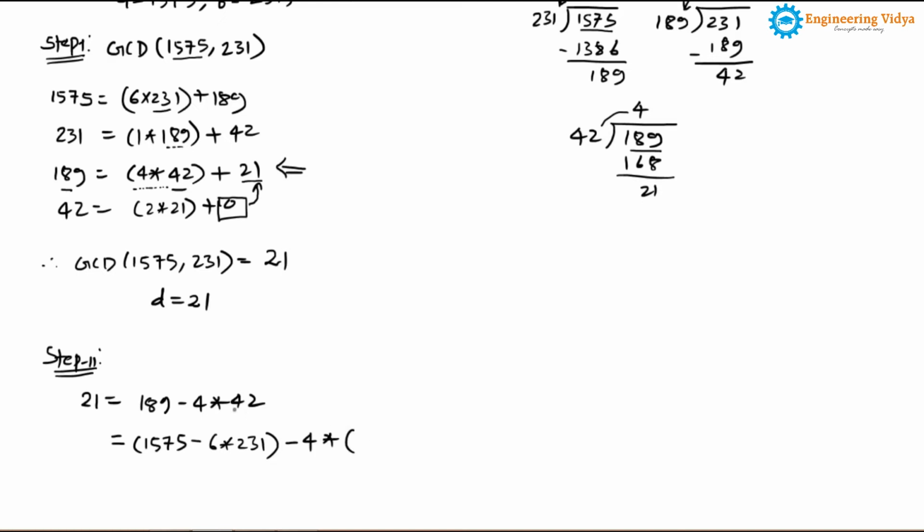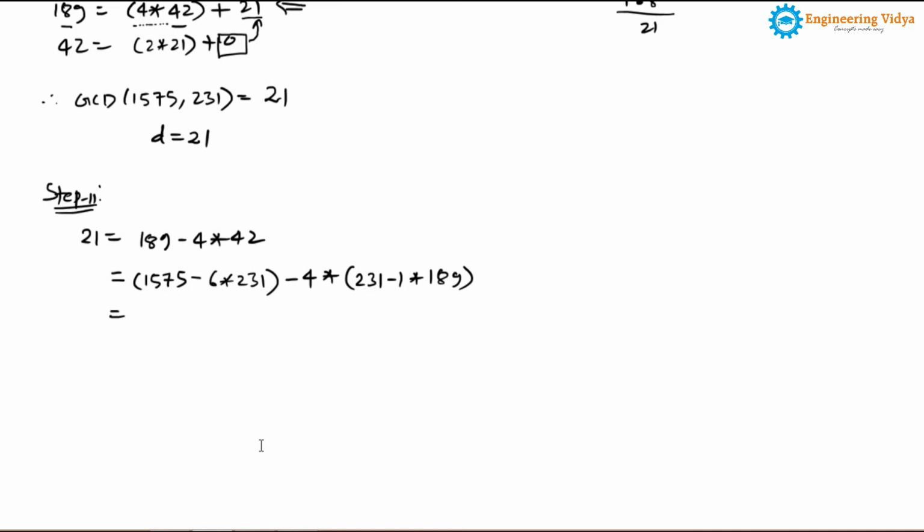Then after that, 42 is given, right? So if I express 42 in terms of the other two terms, it will be 231 minus 1 into 189. And if I simplify this, after simplification it will be 1575, 6 into 231, minus 4 into 231 plus 4 into 189. So now we're going to simplify this.